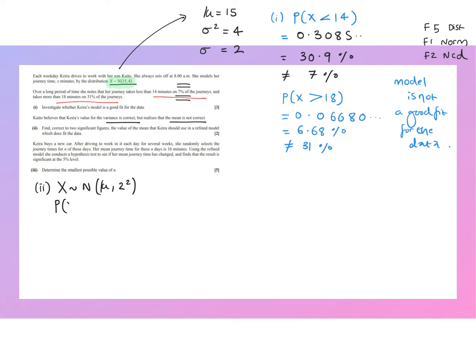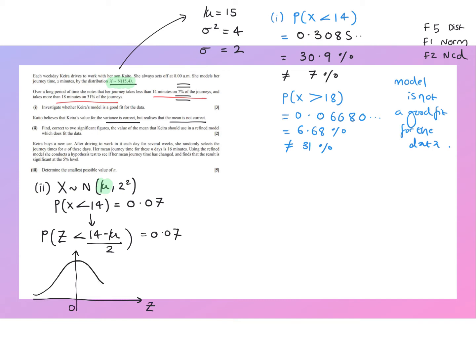Now, the probability that X is less than 14 is equal to 7%, or 0.07, or it should be if the distribution is correct. We have an unknown value of our mean. If we ever have an unknown mean or an unknown standard deviation, or perhaps neither is known, we need to look at standardising to the Z distribution. So this becomes the probability that Z is less than (14 minus mu) over 2, which equals 0.07. We then need to use the inverse normal distribution for the Z distribution.